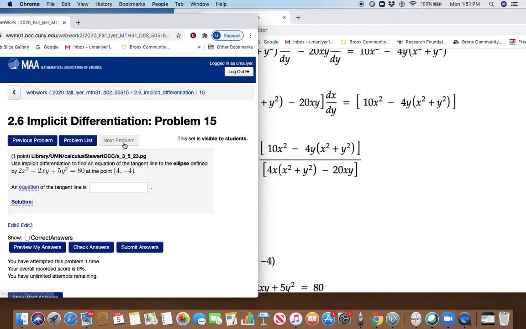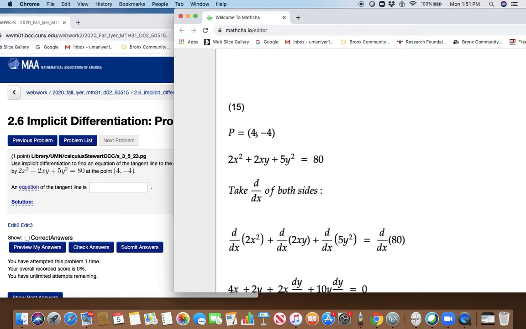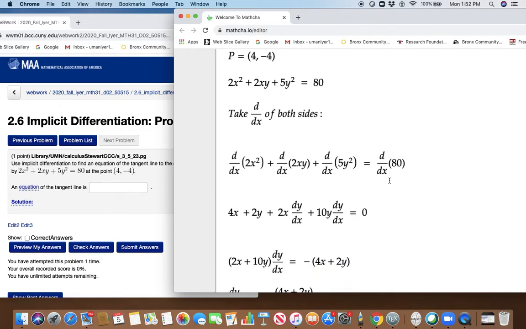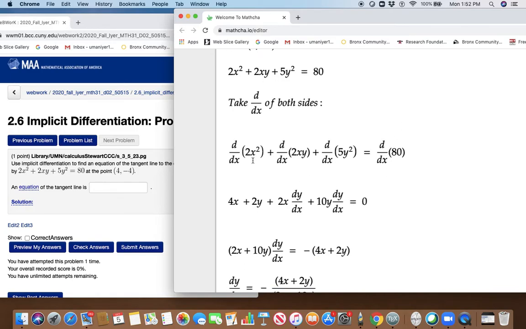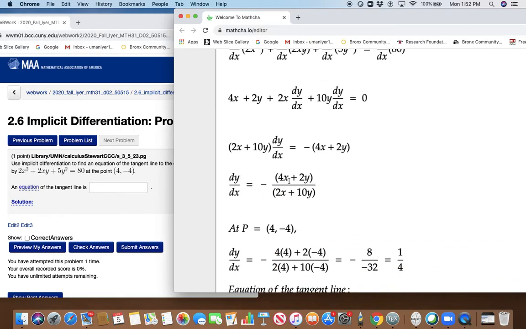All right. Next problem: you want to find the equation of the tangent line, so you need dy dx. You're given a point and you're given an equation, so find d by dx of both sides. Derivative, derivative, derivative, derivative. Right hand side is 0. I'm simply using derivatives. Mind you, this calls for product rule, that gets me these two terms, and this is the standard derivative.